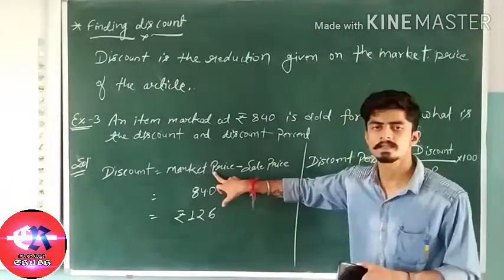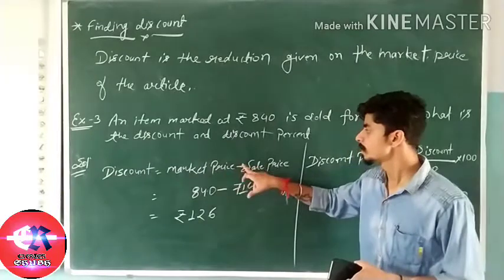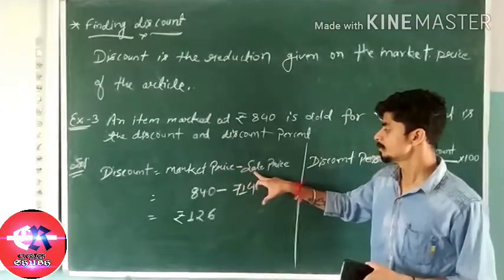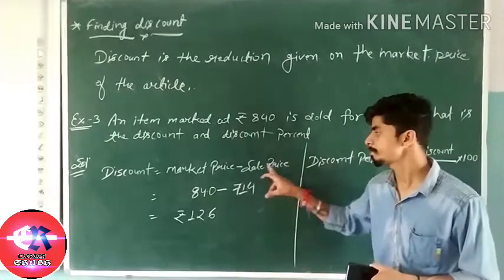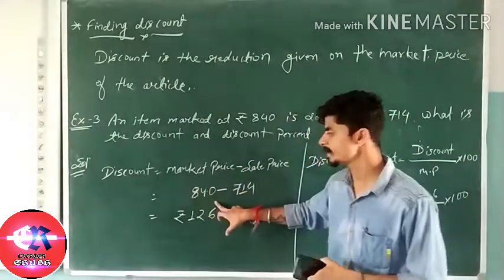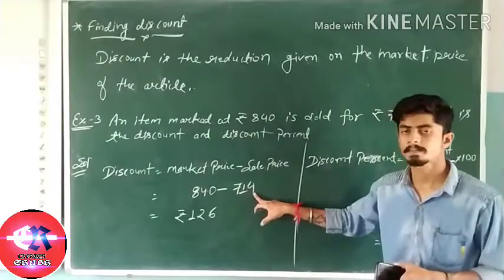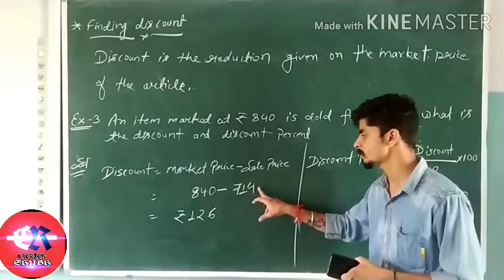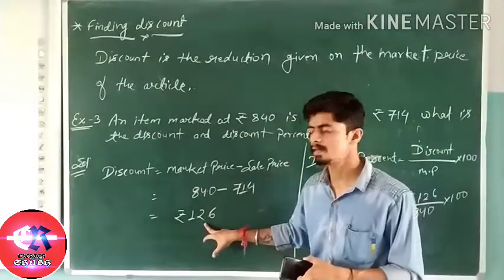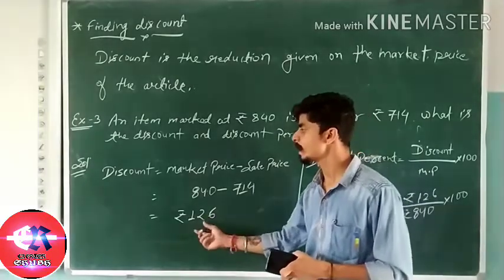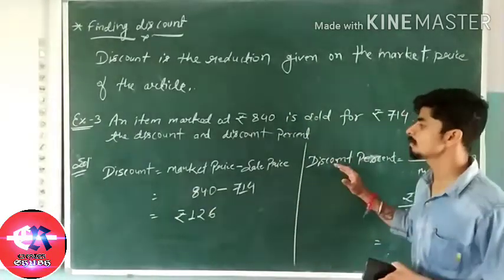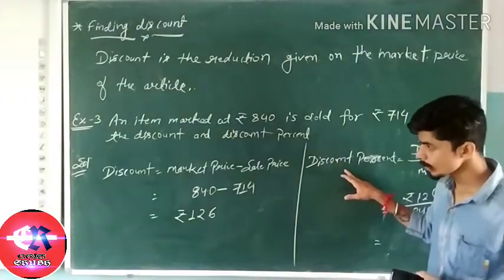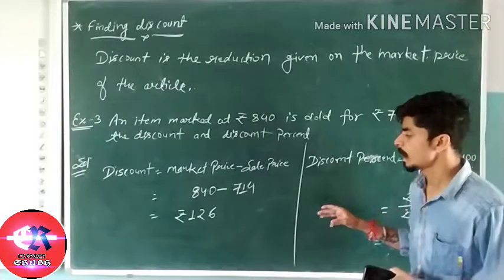Whatever the price decided by the shopkeeper, we have to subtract the sold price, the price on which he sold that item, from the market price. So the market price was 840 and he sold that particular item for rupees 714. That means after subtracting we get 126. This is the amount which is given as a discount. Now we have to find the discount percentage.